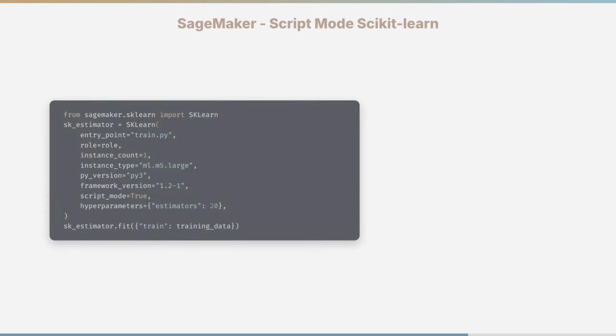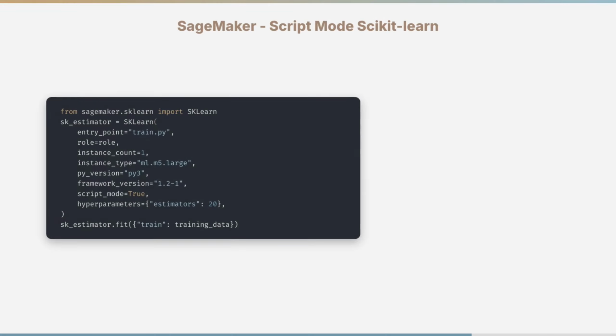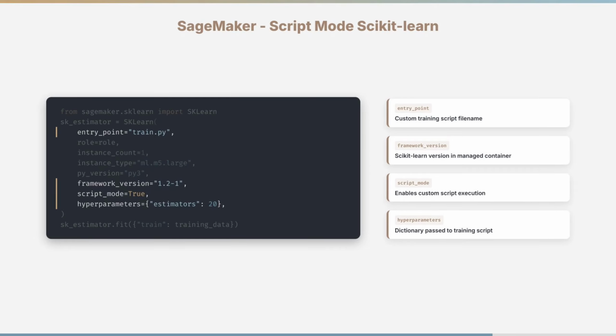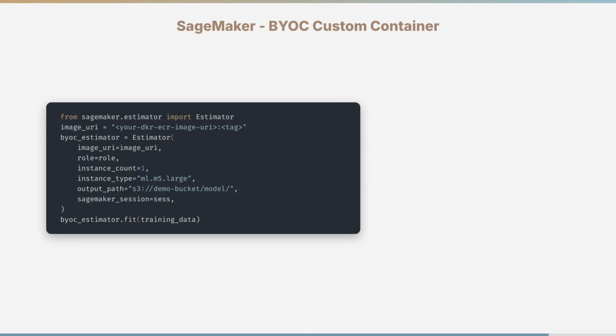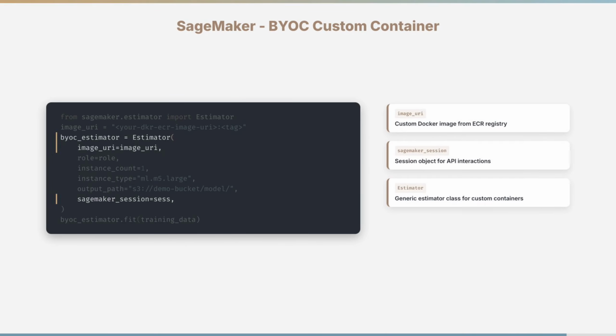Bring Your Own Script allows developers to leverage SageMaker's pre-built containers for popular Python frameworks like scikit-learn, PyTorch, and TensorFlow, customizing the training job through your own script without the need to manage the job execution environment. Bring Your Own Container allows developers to bring a custom environment using a Docker image, build and push it to Elastic Container Registry, or ECR, and reference the image URI when creating the estimator.